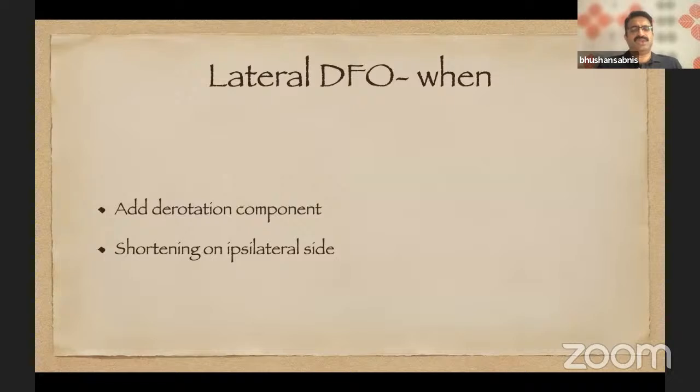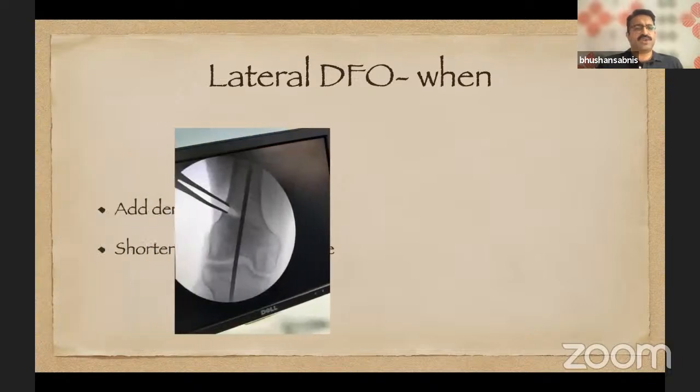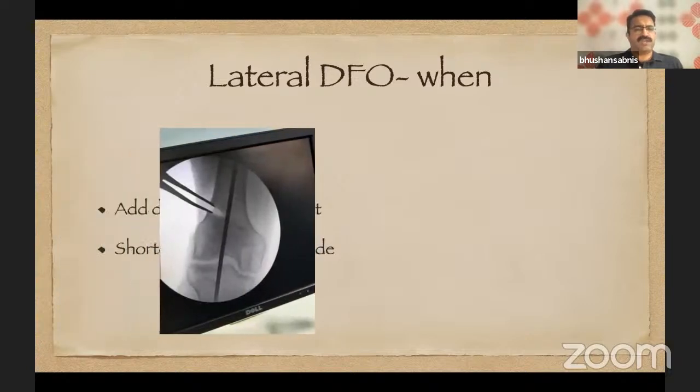So when do you think of a lateral distal femoral osteotomy? Whenever you are adding a derotation component. Now, all of these patients will have some contribution by a femoral intorsion, and you will want to do a derotation at the same time as well. There will be a group of patients where there is shortening on the ipsilateral side, and in such patients it's wiser to do an opening wedge osteotomy than a closing wedge osteotomy. And these are the two standard indications where I would go for a lateral distal opening femoral osteotomy. It looks something like this.